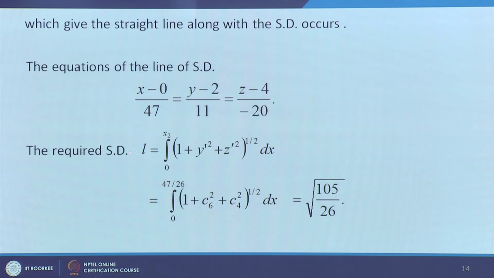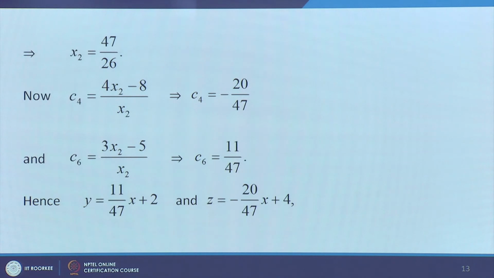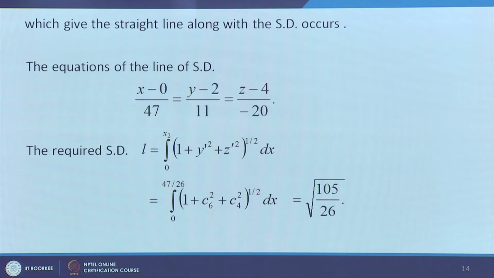Now, the required shortest distance is the integral from 0 to x2 of 1 plus y dash square plus z dash square to the power half dx, and x2 we have found to be 47 by 26. So from 0 to 47 by 26, the value of c6 is 11 by 47, c4 is minus 20 by 47. So we can put them here, take the square root and then integrate, and we get the value square root 105 by 26. So we got the equations of the line of shortest distance and also the required shortest distance.